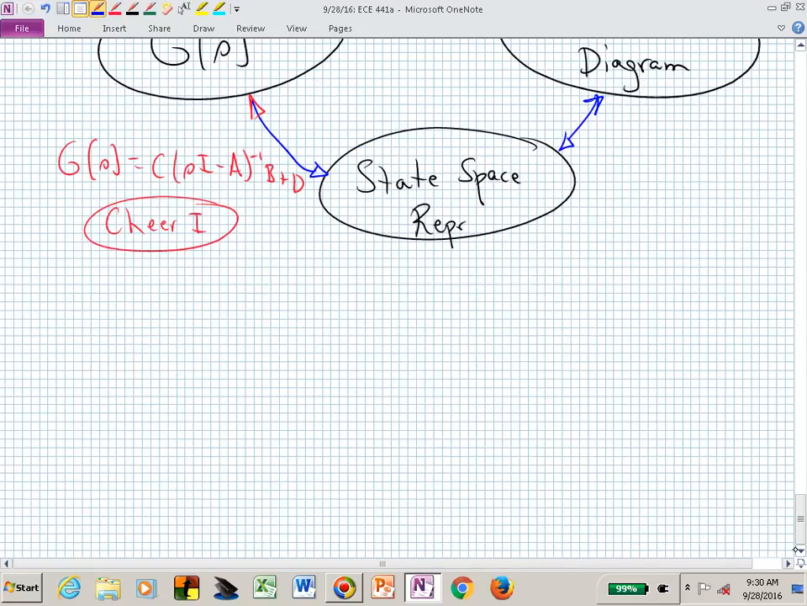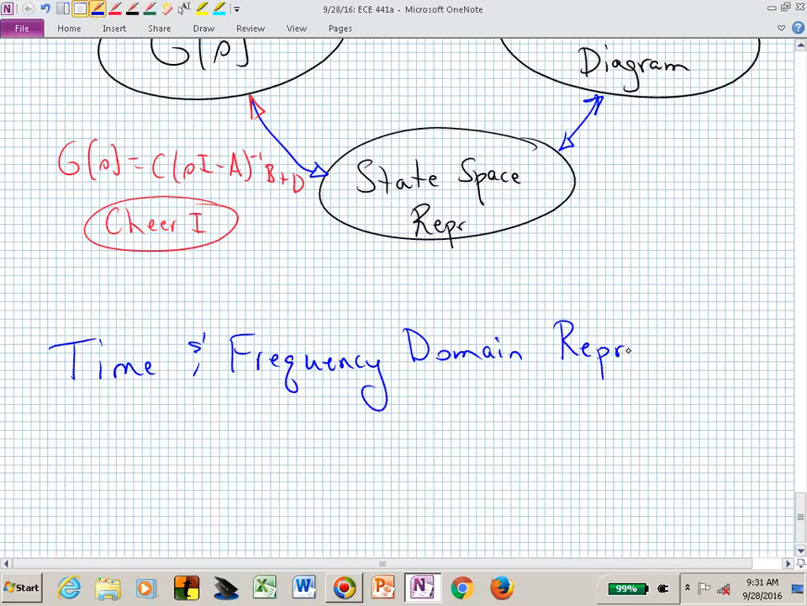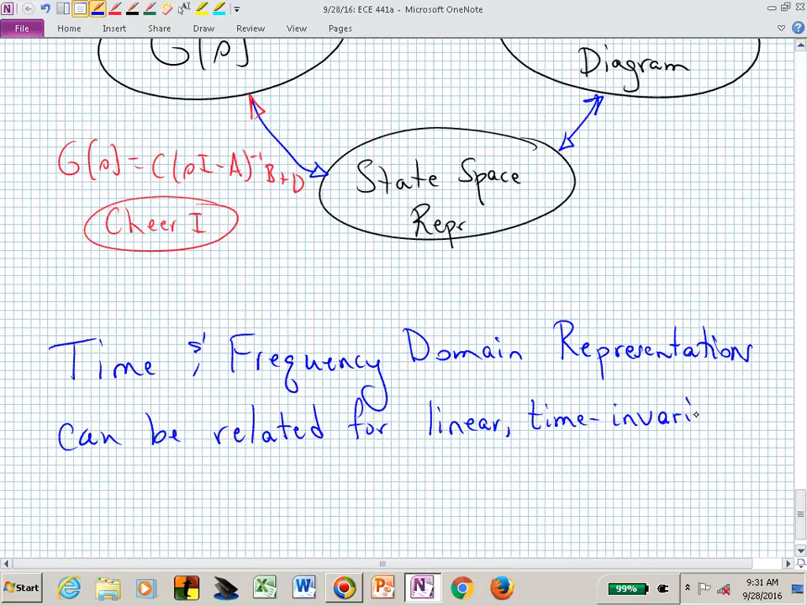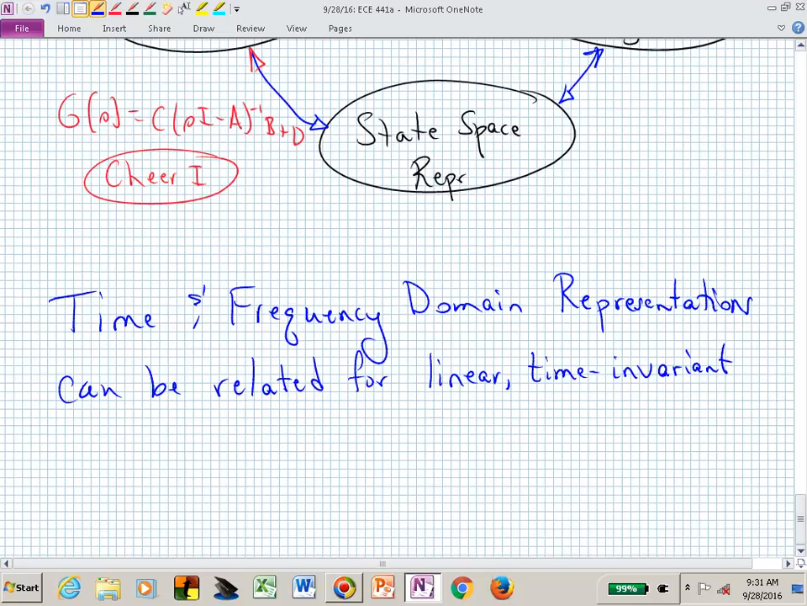Now what we want to do is relate these concepts even more in terms of going between time and frequency domain representations. Or time and frequency domain representations can be related for linear time invariant, which we sometimes abbreviate as LTI. LTI systems.